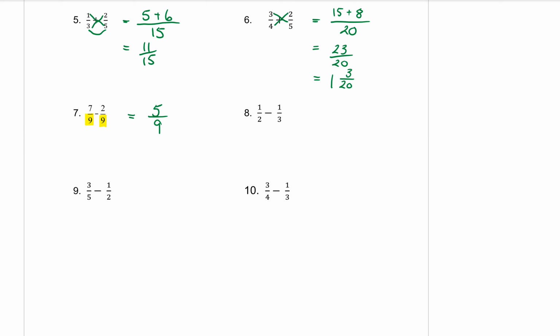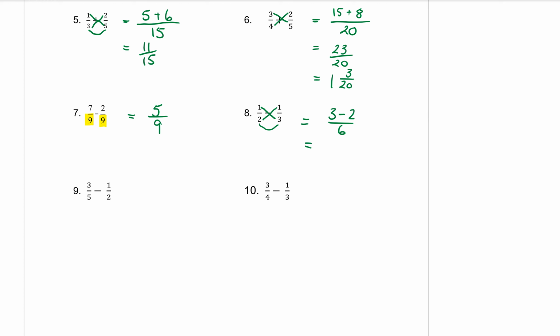So when they're different, we do the same process of going 2 times 3 is 6. And we multiply diagonally. 1 times 3 is 3, but it's a minus sign in between now. 1 times 2 is 2.